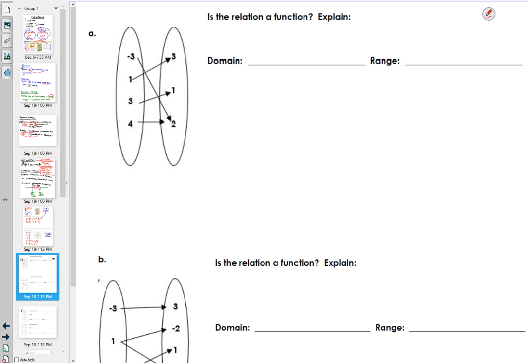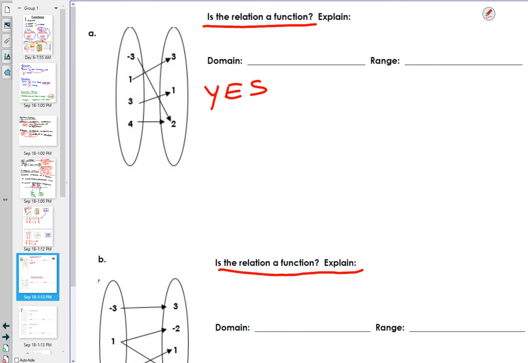In the interest of time, these are also asking us for domain and range, but since these are also discrete, I'm going to skip the domain and range part. I want to focus on this, especially since mapping diagrams are a type of function test. Look at the first mapping diagram. Is this a function, yes or no? And then tell me why. Because the x's are repeating.